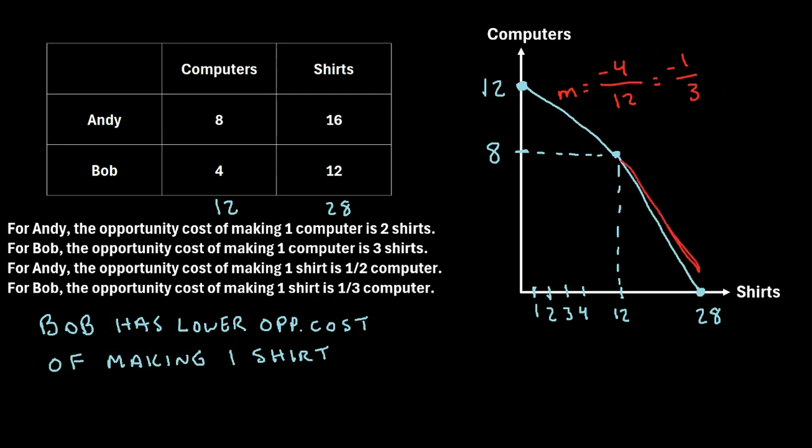And similarly, the slope of this line is simply going to be the rise, which is -8, over the run, which is 12 to 28, that's 16. And that simplifies to -1/2. And the absolute value of this slope right here is the opportunity cost of making one shirt for Andy, which we said is 1/2. So remember, Andy would be the one that's making these 16 shirts right here. So that's how the slope of these two lines is related to the opportunity cost. So that was just a quick example of how to draw a joint production possibility frontier.